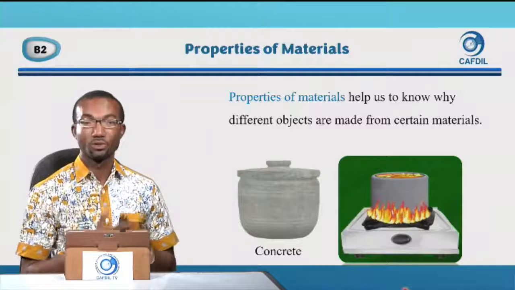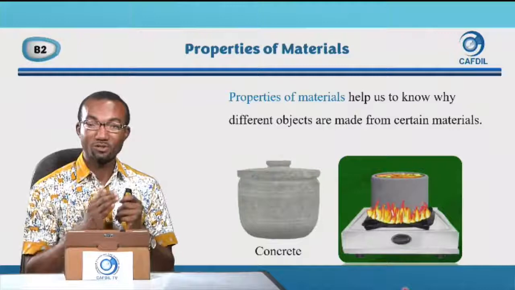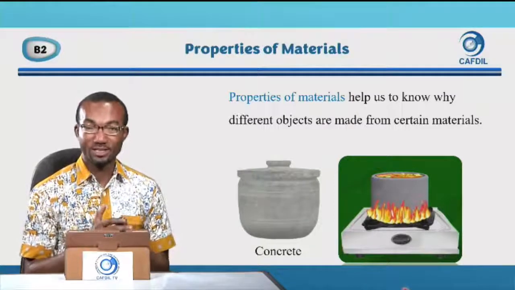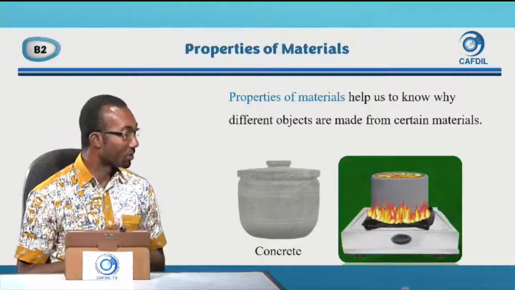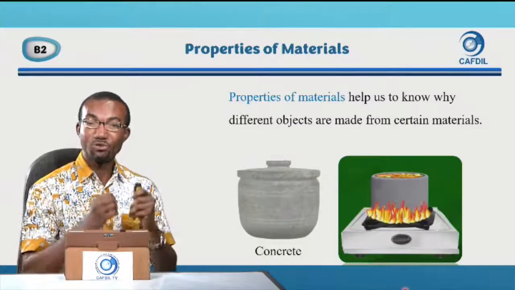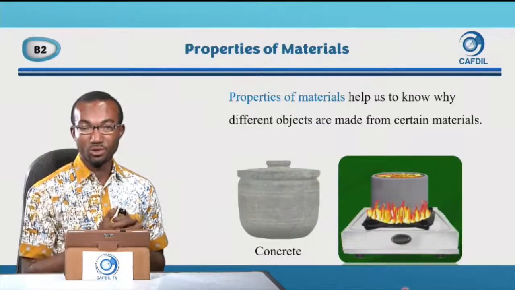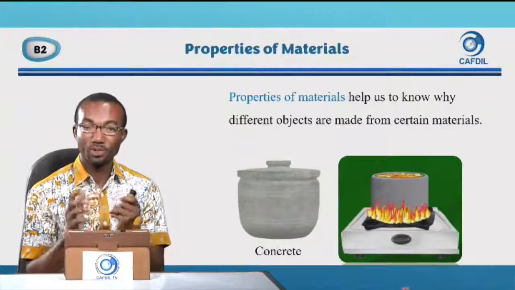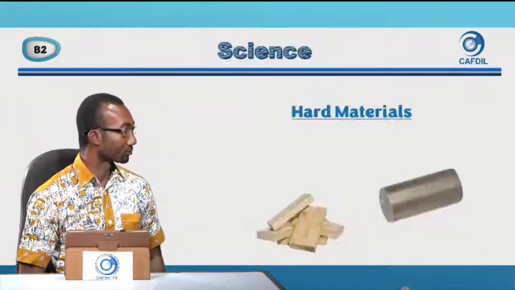Dresses. So when we talk about properties of materials, it helps us to know why different objects are made from certain materials. So if I use concrete as my cooking utensil, it means that I'm wasting my time because I didn't choose the best material to make this cooking utensil. So today we are going to look at the various properties of the materials we have around us.